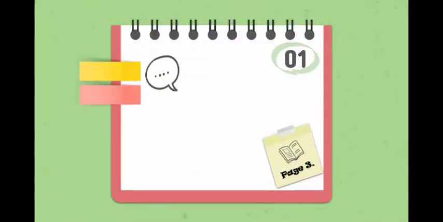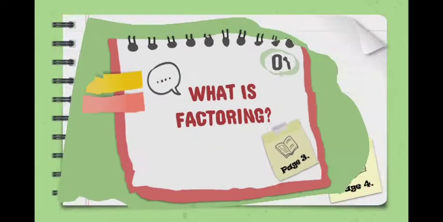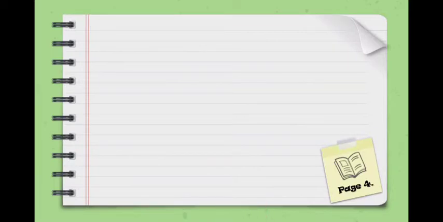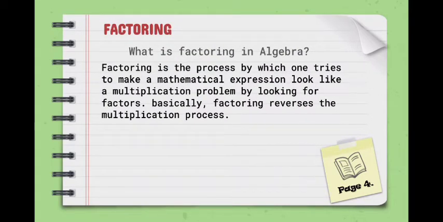So the question now is, what is factoring? What is factoring in algebra, by the way? So let's define factoring in algebra. Factoring in algebra is the process by which one tries to make a mathematical expression look like a multiplication problem, by looking for the factors. Basically, factoring reverses the multiplication process.